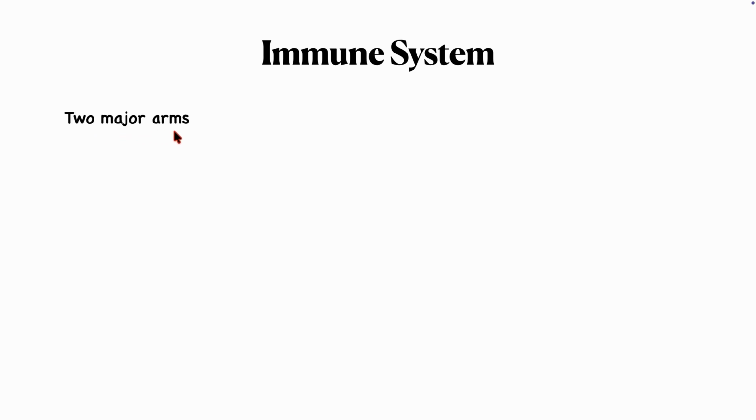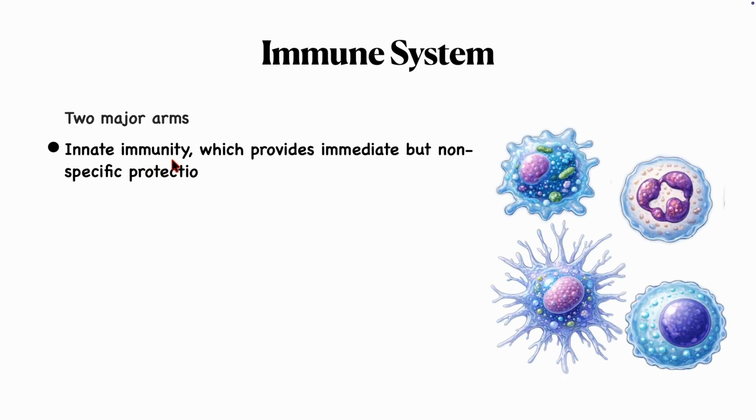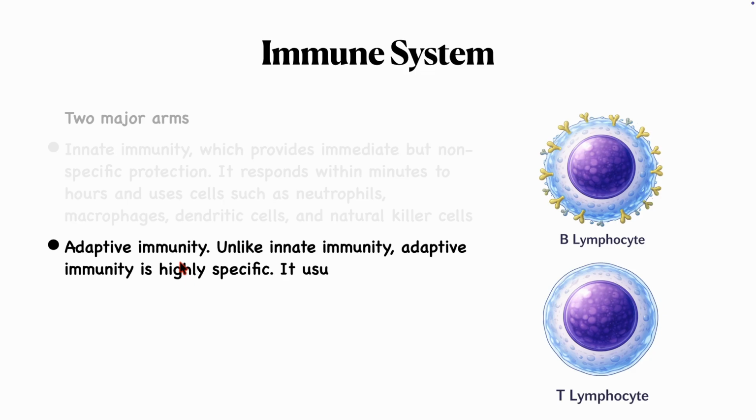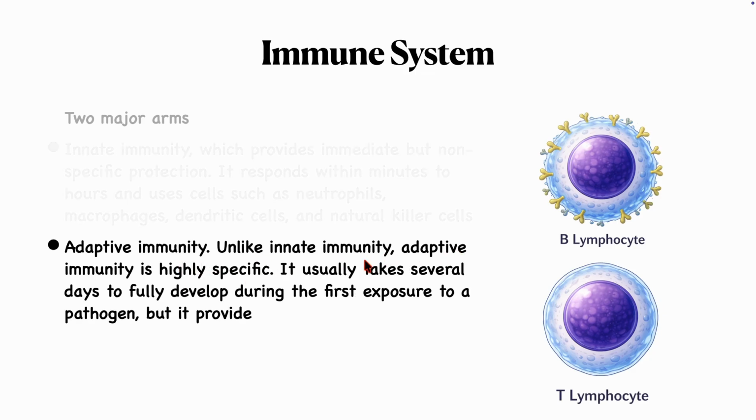Our immune system has two major arms. The first is innate immunity, which provides immediate but non-specific protection. It responds within minutes to hours and uses cells such as neutrophils, macrophages, dendritic cells, and natural killer cells. The second is adaptive immunity. Unlike innate immunity, adaptive immunity is highly specific. It usually takes several days to fully develop during the first exposure to a pathogen, but it provides a more targeted and powerful immune response.